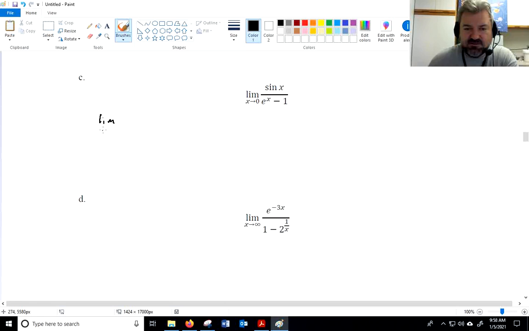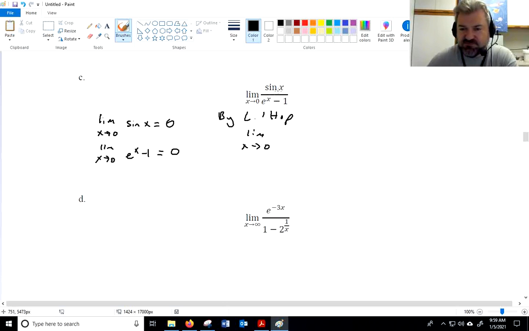Let's take the limit of the numerator. Limit as x approaches 0 of the sine of x. Sine of 0 is 0. The limit as x approaches 0 of e to the x minus 1. E to the 0 is 1. 1 minus 1 is also 0. So clearly the numerator and the denominator are both going to 0. We can apply L'Hopital's. So I can say that, if it exists, this limit would be equal to the limit of the derivative of the top, which is cosine, and the derivative of the bottom, well, that's just simply e to the x. Well, the cosine of 0 is 1, and e to the 0 is 1. That makes that limit 1.